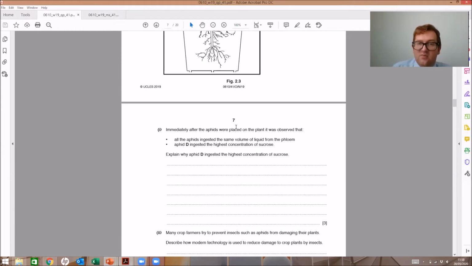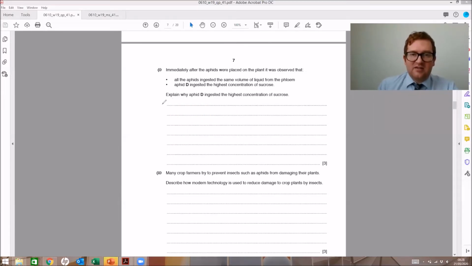Immediately after the aphids were placed on the plant, it was observed that all aphids ingested the same volume of liquid from the phloem. However, aphid D ingested the highest concentration. Explain why aphid D ingested the highest concentration of sucrose. Well, in this case, it's in the dark, so there's no photosynthesis.